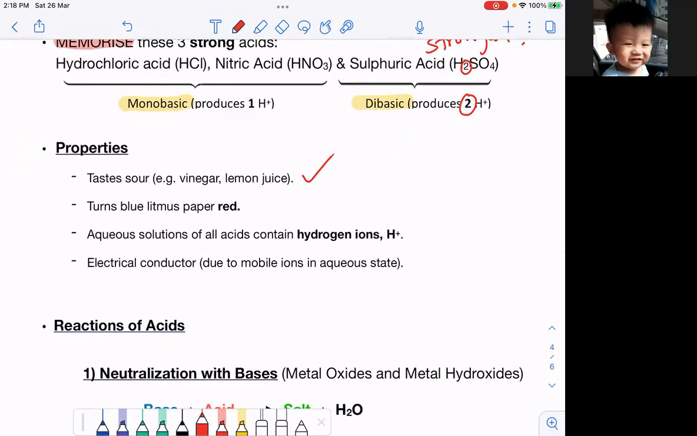But of course, some like just now, milk is not sour. Milk pH is 6 plus, so it could be close enough to neutral that it doesn't taste sour. But anything that tastes sour must be acidic.